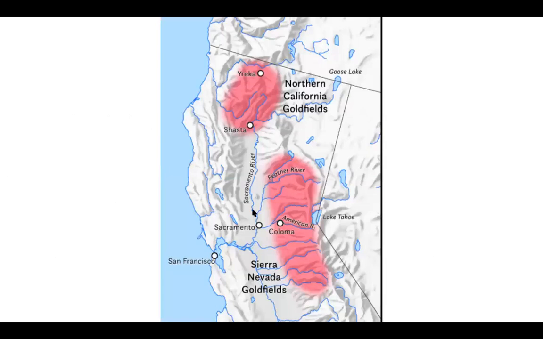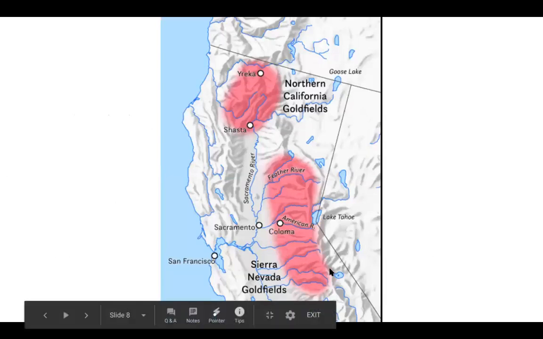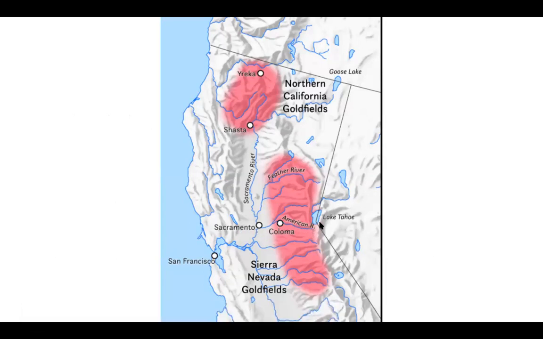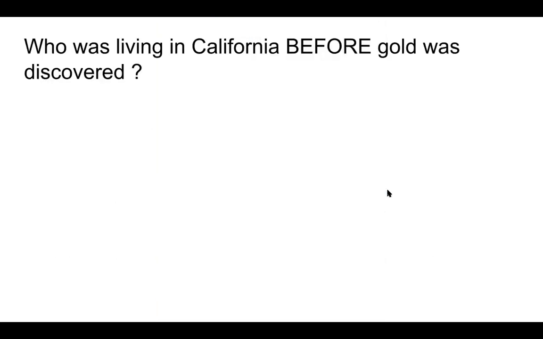So here we can just see these are where the gold fields are. So these are our biggest deposits. You can see here's Coloma. So this is where the first discovery was. So this is the American River that feeds into Sacramento. And if you're familiar with Lake Tahoe, that's right over here. And then if you get closer to the Oregon border, there are gold fields at Shasta and Yreka as well.